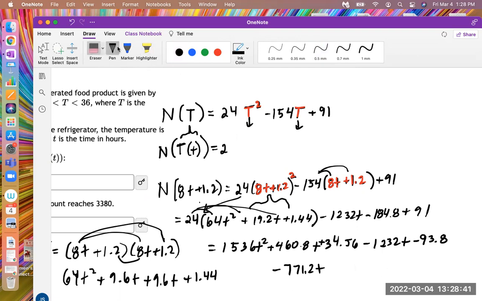So let me just review this. This is supposed to be 24 times 19. These two multiply together, I got this first number. Then these two multiply together, I got the 460.8, but there should be a t on the back, and then it should be 24 times this plus the 34.56. Okay, then this should be negative. That should be negative, and then the 91 is positive. Okay, that looks better now.